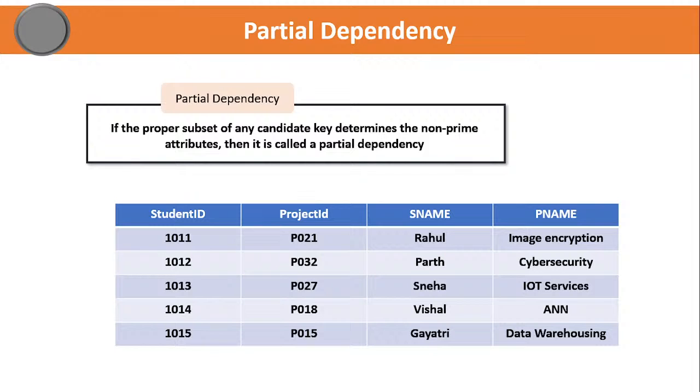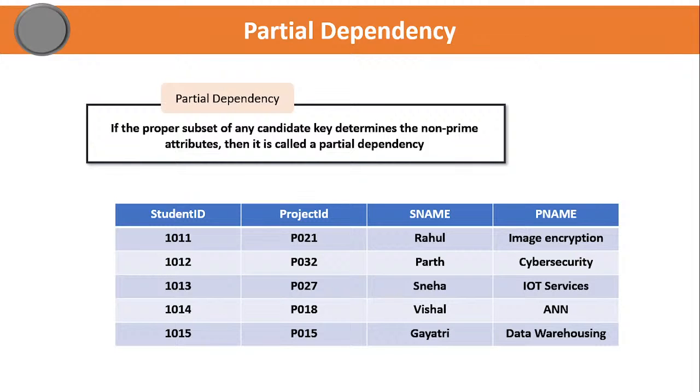And as stated, the non-prime attributes, that is student name and project name, should be functionally dependent on part of a candidate key to be partially dependent. I hope you're not confused between the keys, guys. If you want to learn more about SQL keys, we have a dedicated and separate video on our channel, so make sure you check that out.